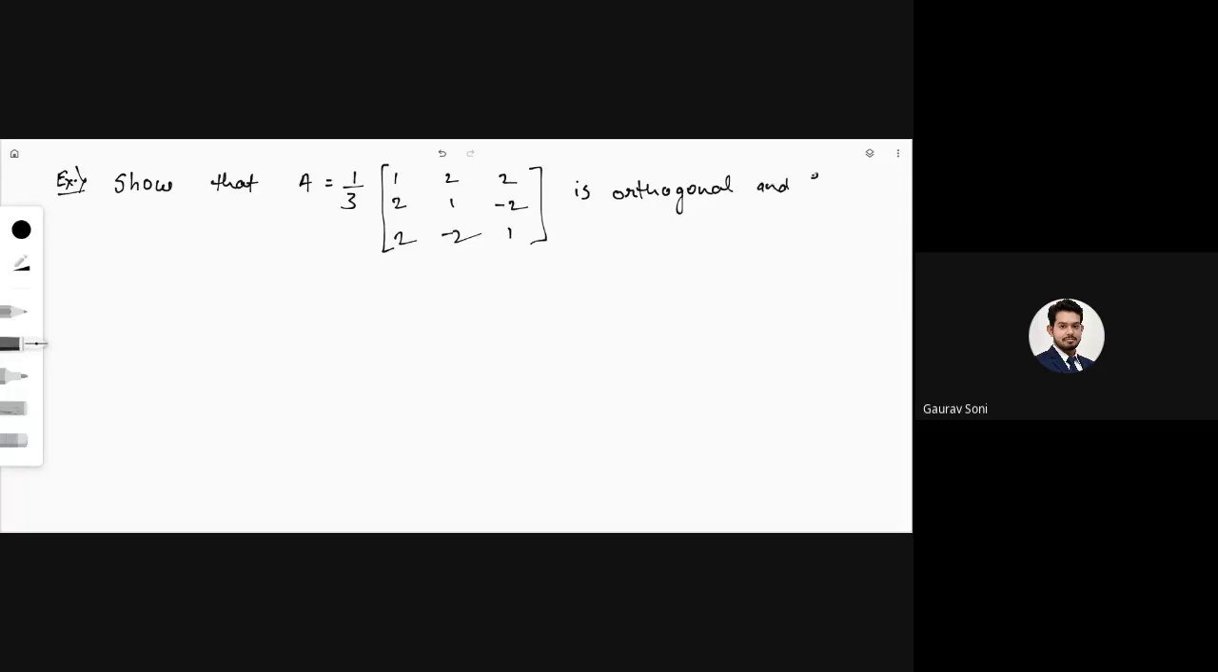Now example. Example number 1. Show that A is equal to 1 by 3 times the matrix 1, 2, 2, 2, 1, minus 2, 2, minus 2, and 1 is orthogonal, and find A inverse.